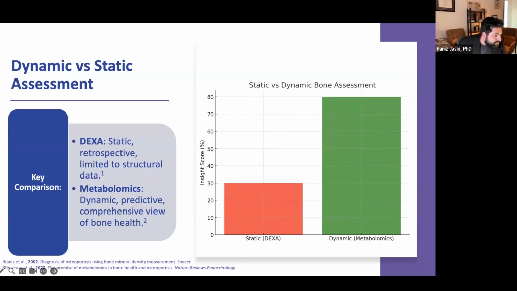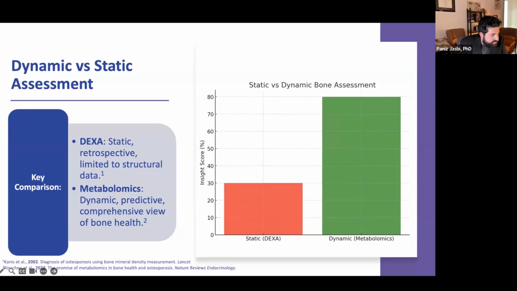For the systemic coverage, we know that DEXA is limited to local bone density. It ignores systemic factors like inflammation, oxidative stress, or nutrient deficiencies, whereas metabolomics can account for these holistic factors that we know play an important role in bone health. DEXA will get a 20%, as it ignores systemic processes. Metabolomics will be weighted at 80% as it captures systemic influences.